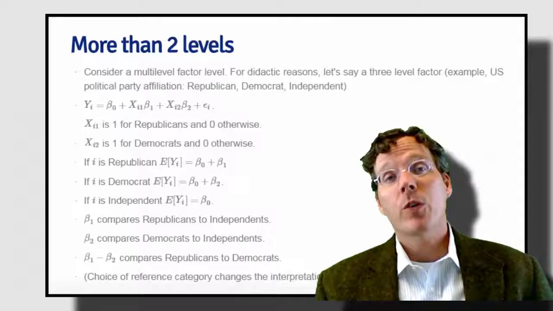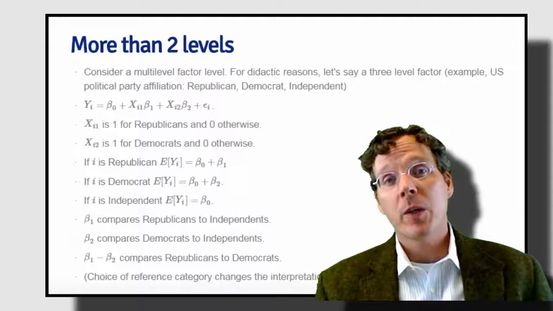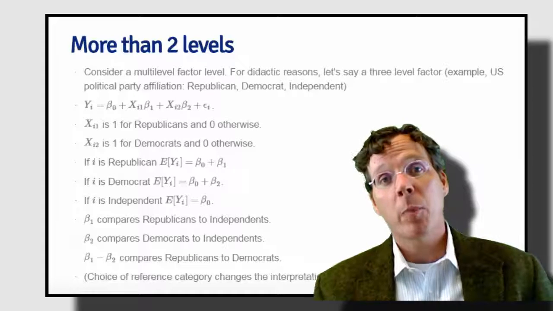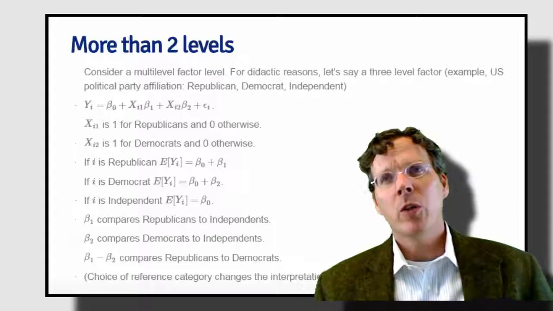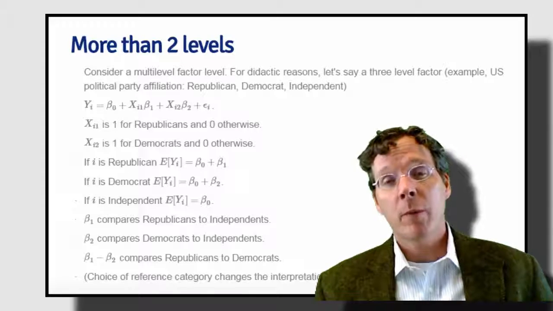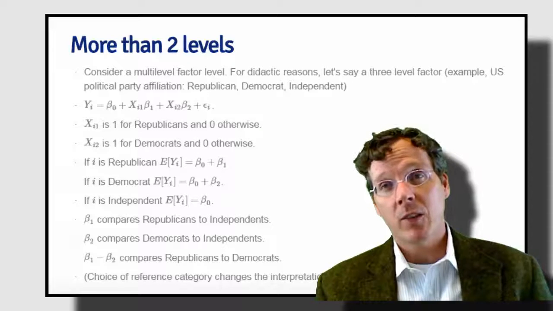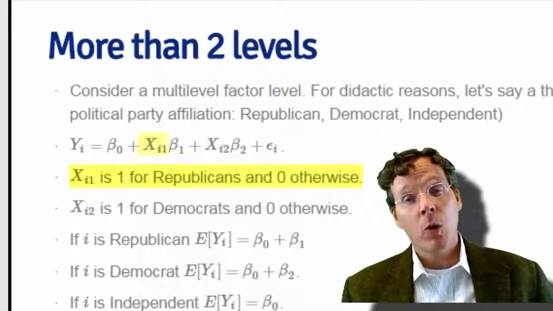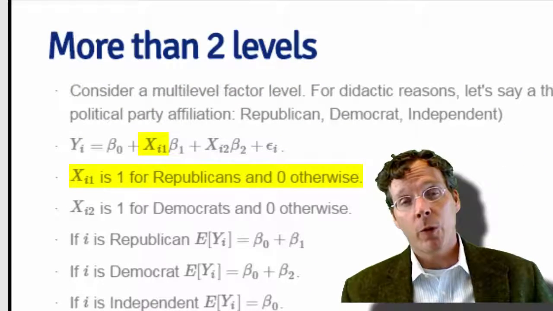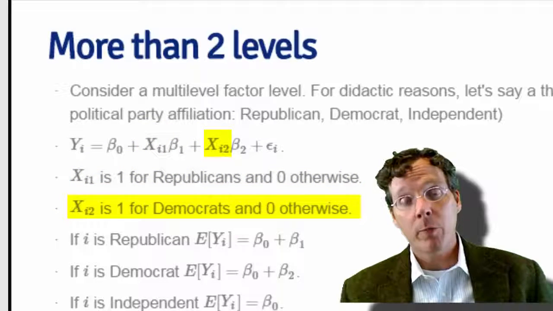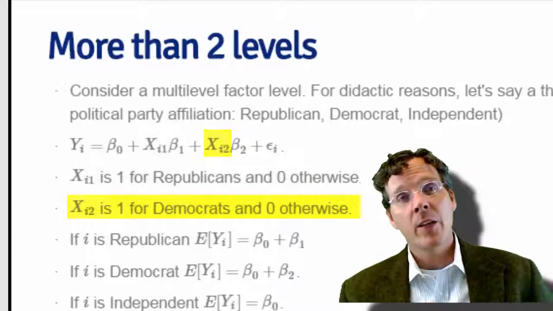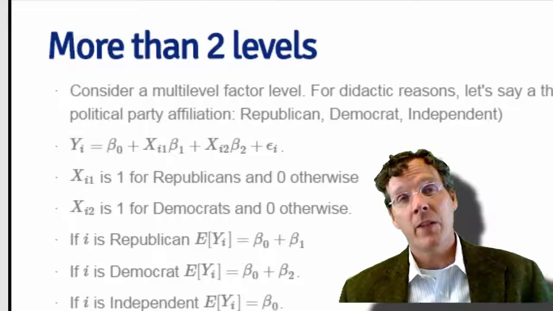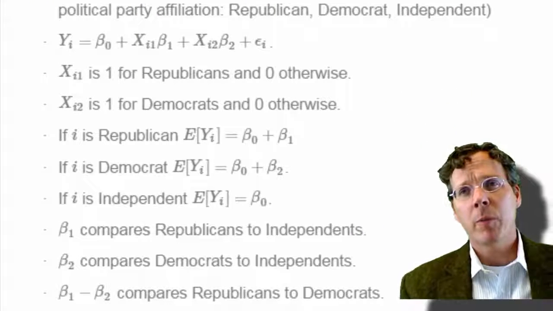We can extend this to more than 2 levels. For example, imagine if you had a 3-level variable. Say you have some outcome, but you want to compare it to U.S. political party affiliation. In this case, let's see, you are only considering those that were Democrats, Republicans, or registered independents. Well, you can do that by having a variable x1 that's 1 for Republicans and 0 otherwise, a variable x2 that's 1 for Democrats and 0 otherwise, and then I'll tell you in a minute why we omit the x3 that would be 1 for independents and 0 otherwise. That one would happen to be redundant.